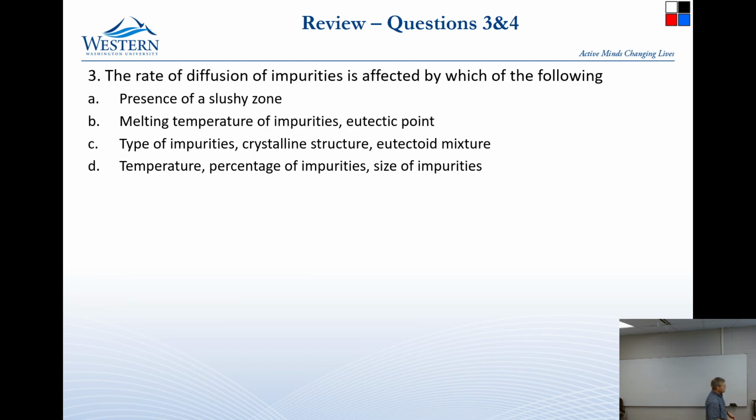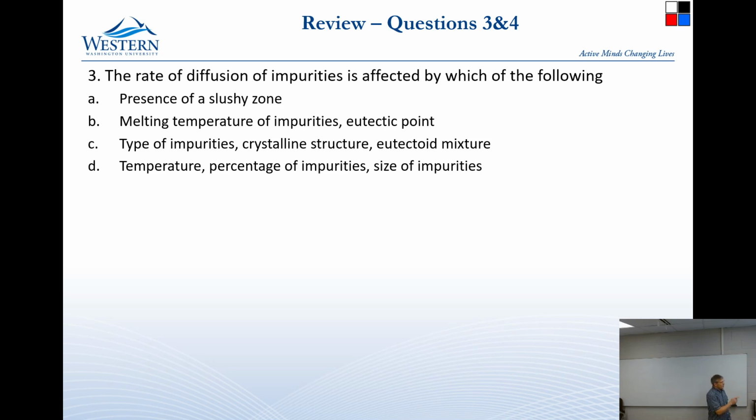The rate of diffusion of impurities. So we have these impurities and they're moving through the structure. So is that affected primarily by the presence of a slushy zone, a melting temperature of the impurities in the eutectic point, the type of impurities, the crystalline structure in the eutectoid mixture, or the temperature, the percentage of impurities, and the size of the impurities? Okay, some 3s, mostly 4s. I think 4 is the best answer.